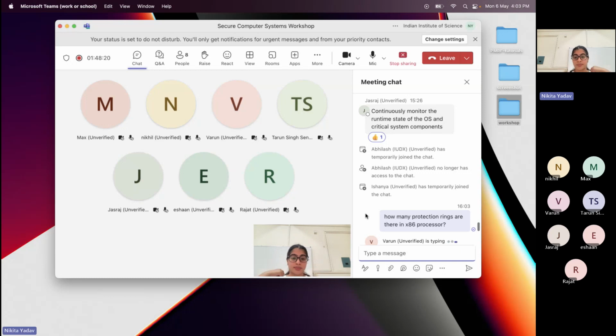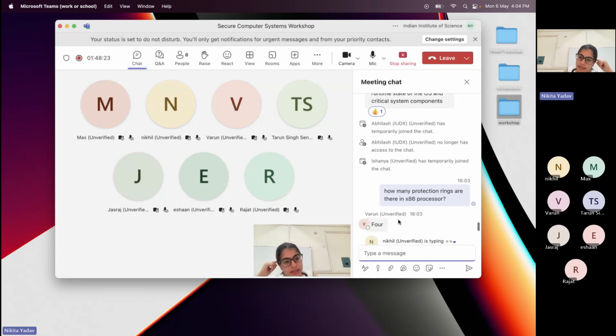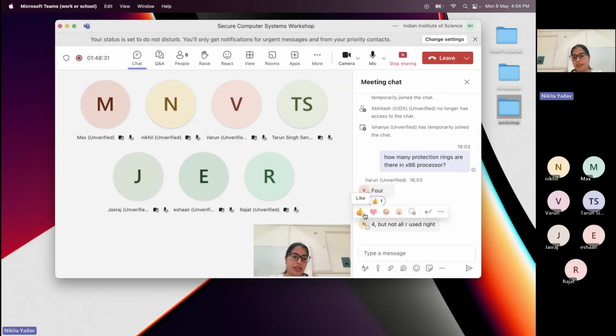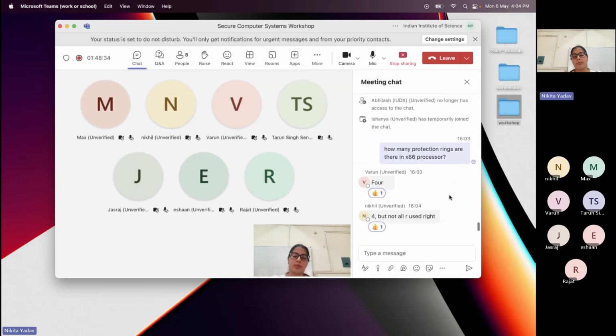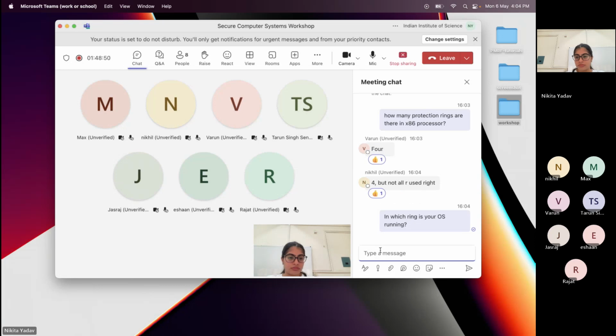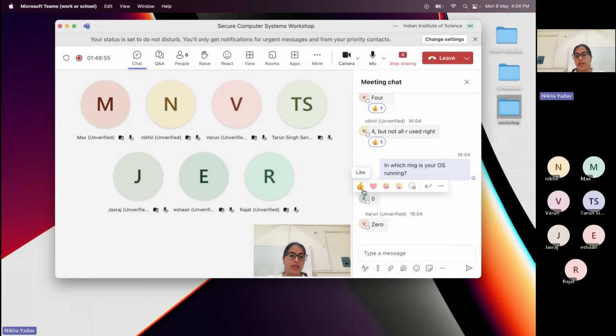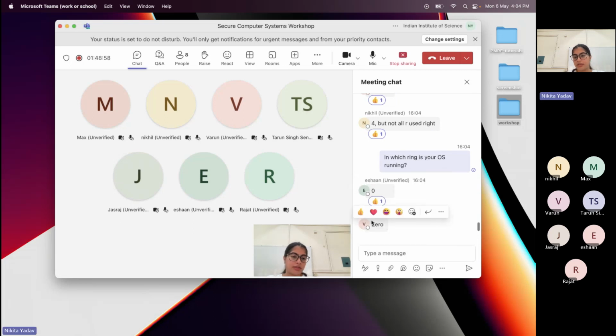How many protection rings are there in your Intel processor? Yes, so there are these four rings, but not all of them are used. Can you tell me in which ring your OS is running? Yes, so your OS runs in ring 0.